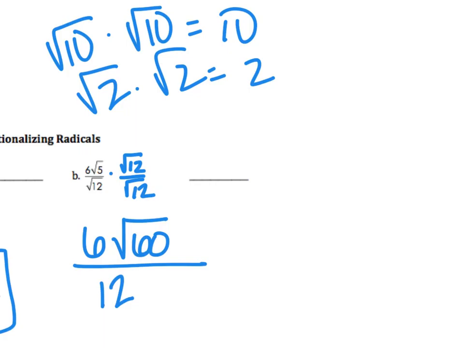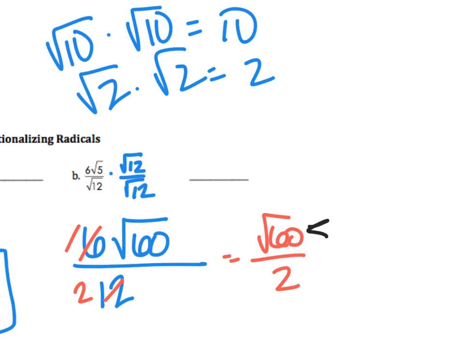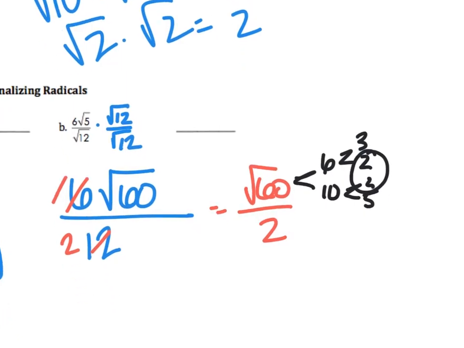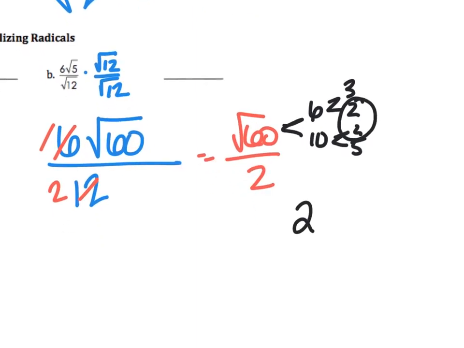Okay, so right now I see that I have 6 and 12. I can simplify that into 1 and 2. So this is just root 60 over 2. And then I want to simplify the 60. So let's see, 6 and 10, 3, 2, 2, 5. So a group of 2's come out.